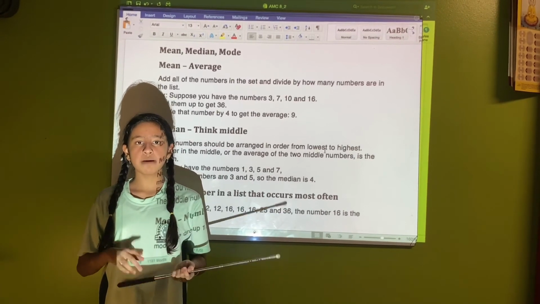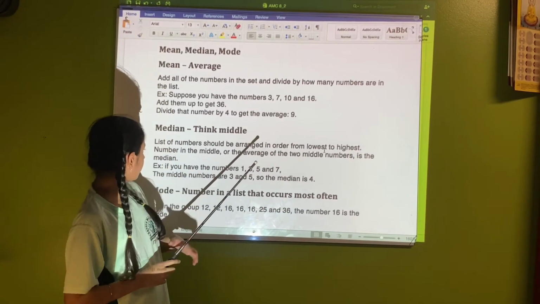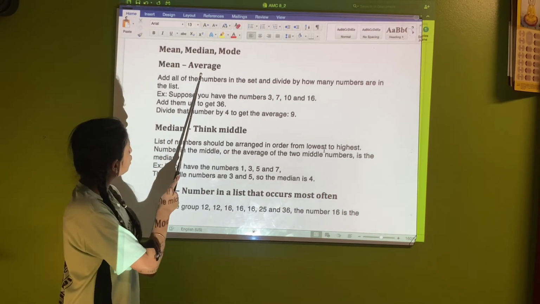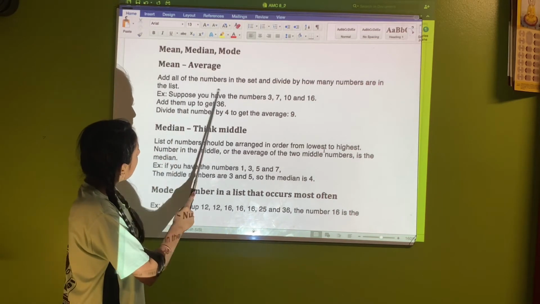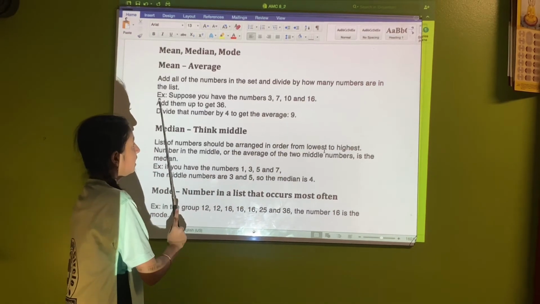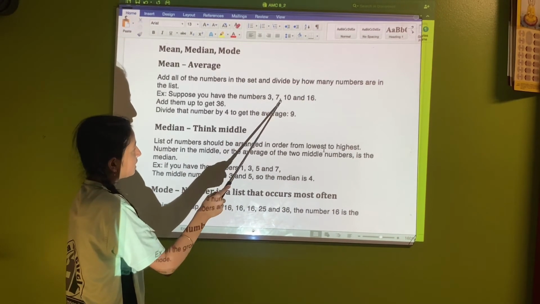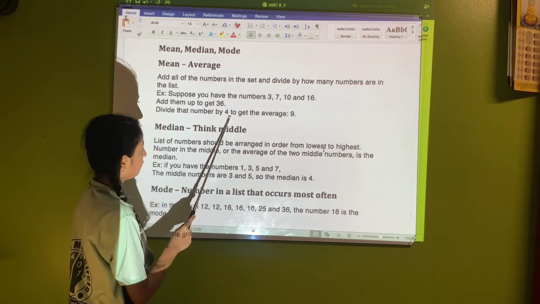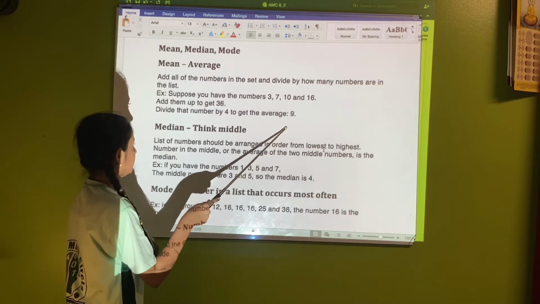Now on to our next topic, mean, median, and mode. So mean is the average. To find the average, you add all the numbers in the set and divide it by how many numbers are in the set. Here's an example: 3 plus 7 plus 10 plus 16, you get 36. There's 4 numbers, so you divide that by 4, so the average is 9.